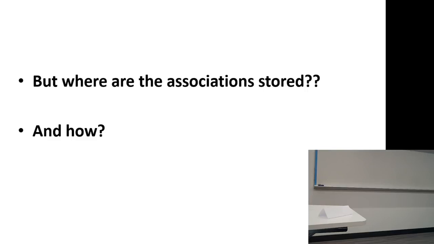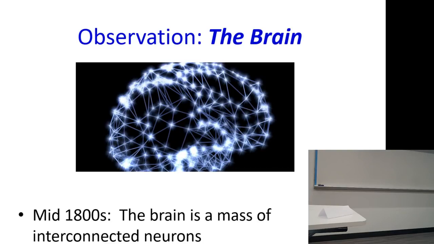Trying to develop ideas on how associations may be formed or stored took a long time. And we began coming up with hypotheses around the mid-1800s. By this time, people had already realized, for hundreds, maybe over 1,000 years, that all of these things happen in the brain, not in your knee or your heart or somewhere else.